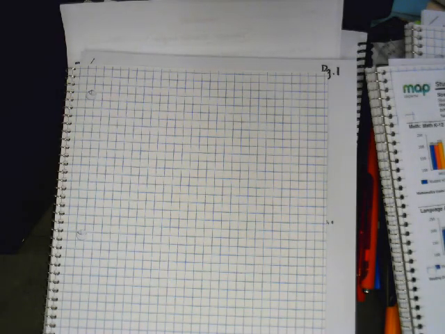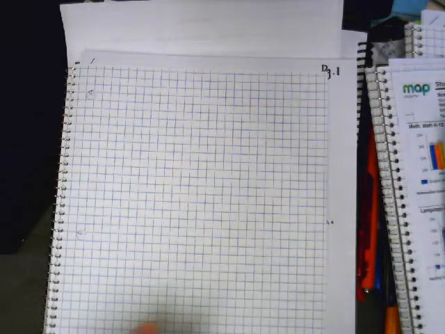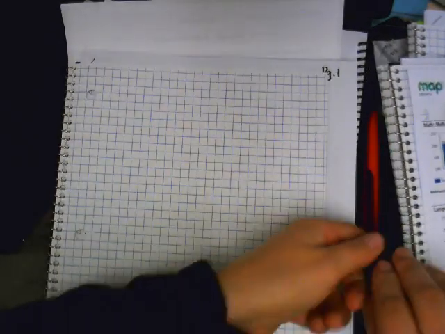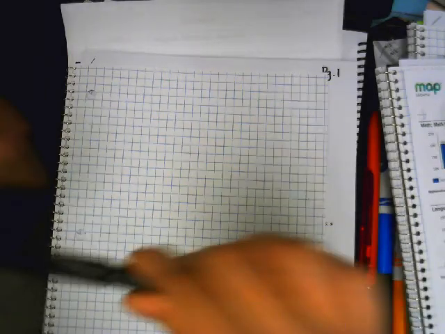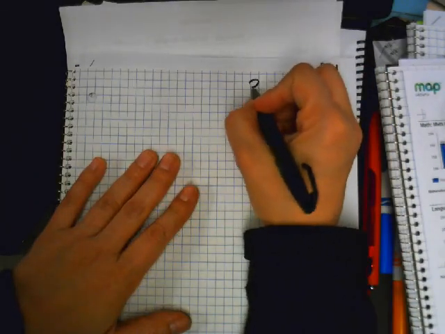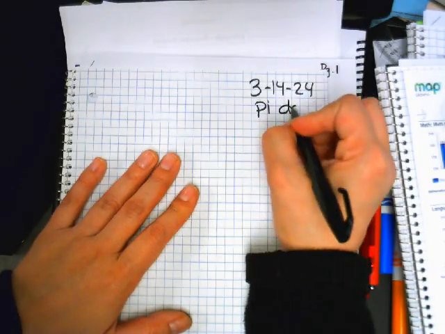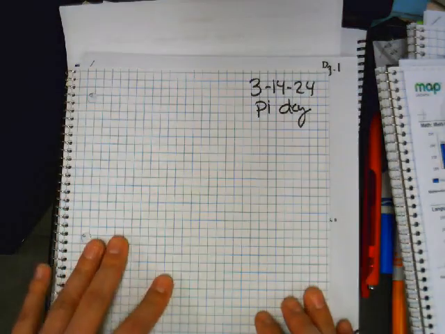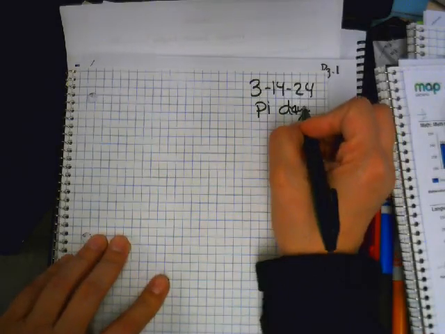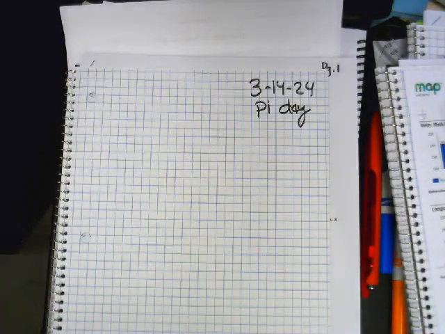Okay, ladies, gentlemen, everybody. We are going to quickly do something. We are going to cram something in your brain. Later, I will go over more in detail how to do this. But today, we're going to just cram it in. Pi Day. It's a national holiday for math teachers.